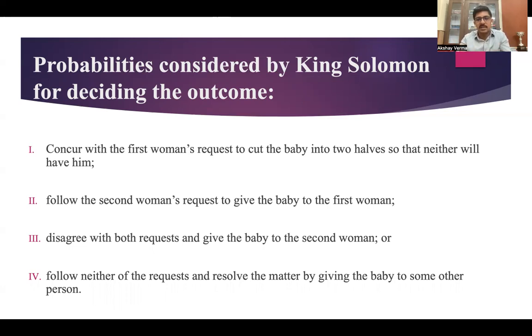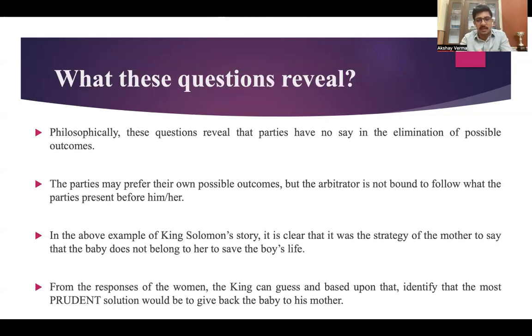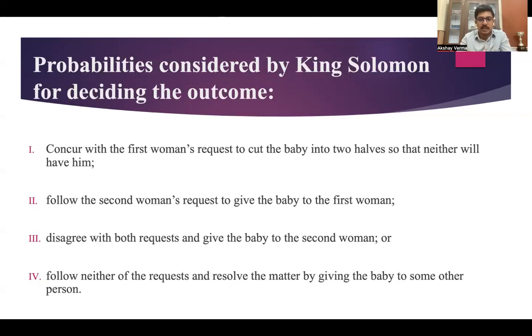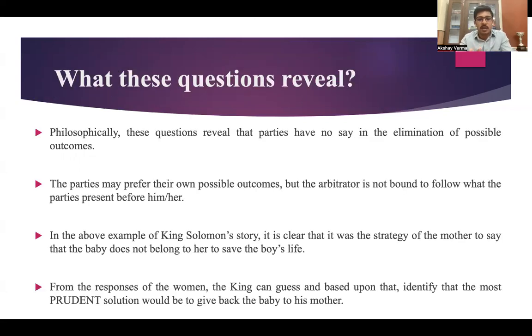So if you see this story, you will find that पहले जो लेडीज आई थी उनकी पूरी बात सुनी गई है. Just in case of principle of natural justice, आप देखते हैं that both the parties should be heard. तो यहाँ पे दोनों पार्टी की बातें सुनी गई हैं, उनसे सजेशंस लिए गए हैं और किंग ने अपने खुद के ऑप्शंस भी दिए हैं. Now if you see this, these reveal that the parties here have no say in the elimination of possible outcomes. वो अपने ऑप्शंस दे सकते हैं.